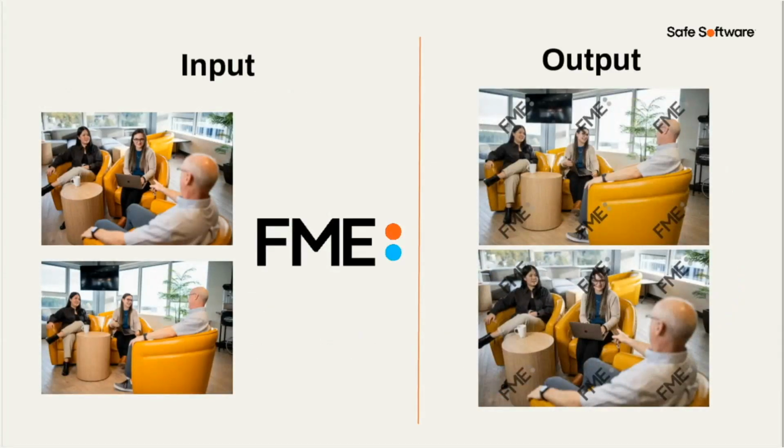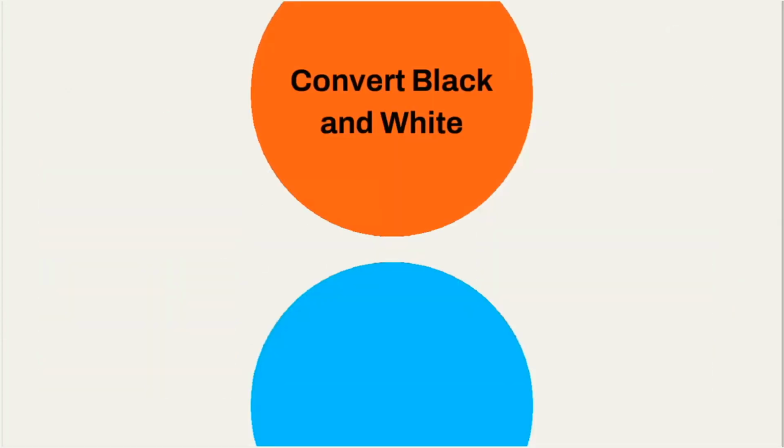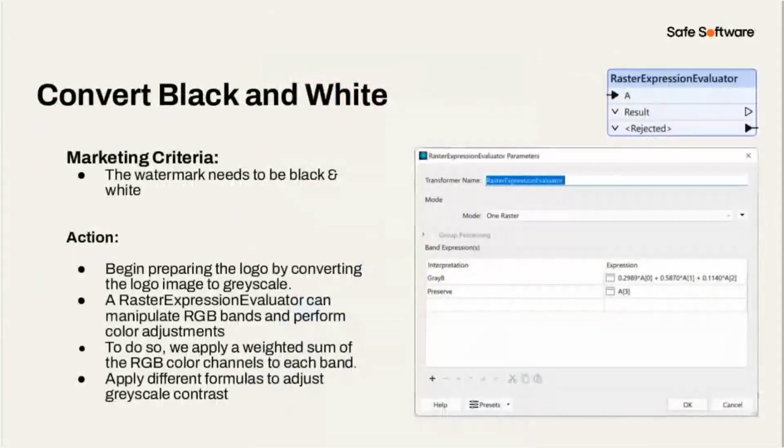So this is what we're working with on the left, and this is the output we're working towards on the right. So before doing anything else, we need to prepare the logo for overlaying. First we need to convert the logo to black and white, and sometimes this is called grayscale. We're going to use the raster expression evaluator in one raster mode where A represents our raster and the following digit corresponds to a band.